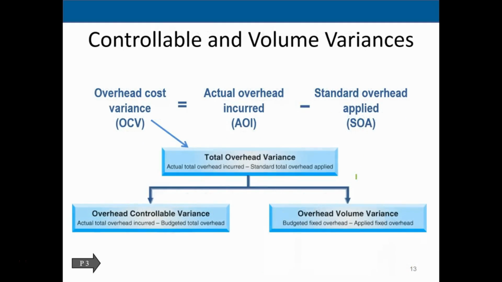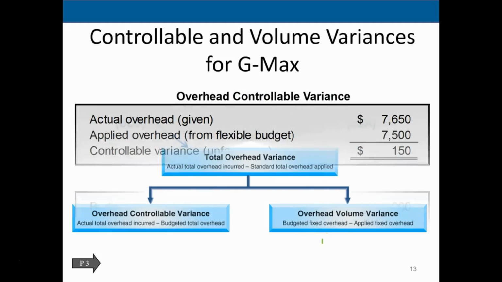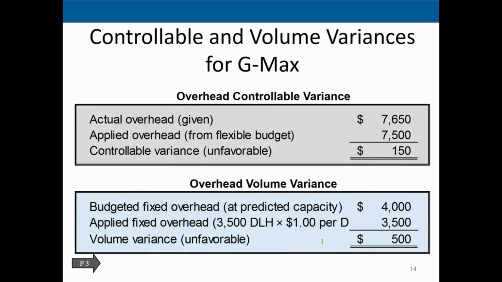So we could then break down the total variance, what we just calculated, into two components once again: the overhead controllable variance and the overhead volume variance. Controllable variance is the actual total overhead incurred minus the budgeted total overhead. Volume variance is the budgeted fixed overhead minus the applied fixed overhead. So if we do that, we're going to take the actual overhead given, the 7,650, minus the applied overhead from the flexible budget.